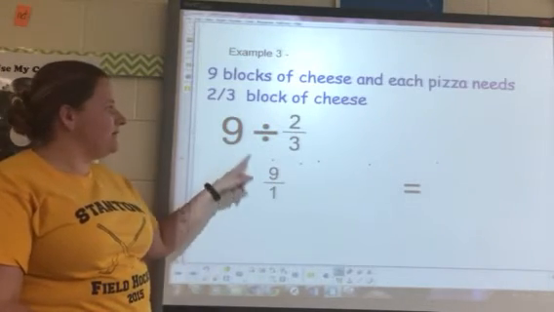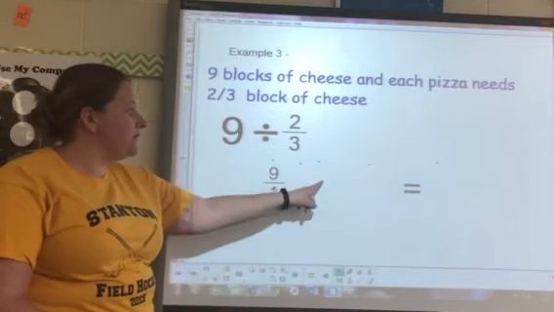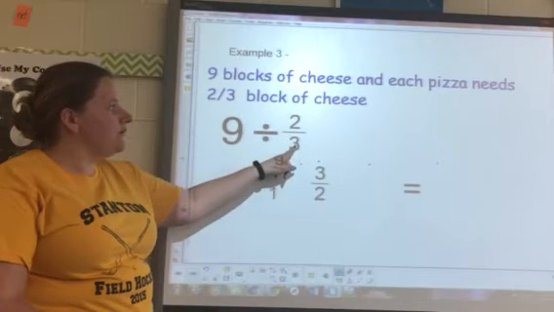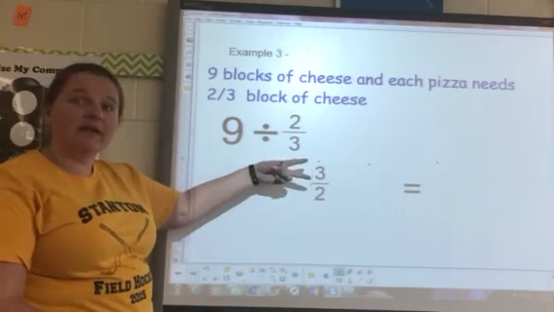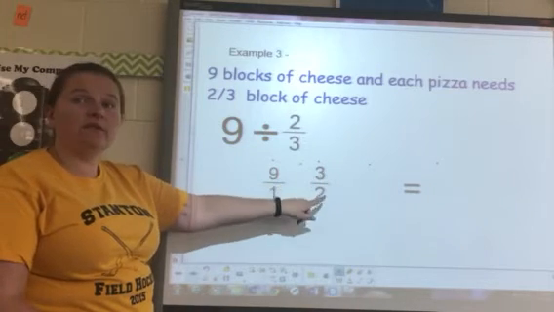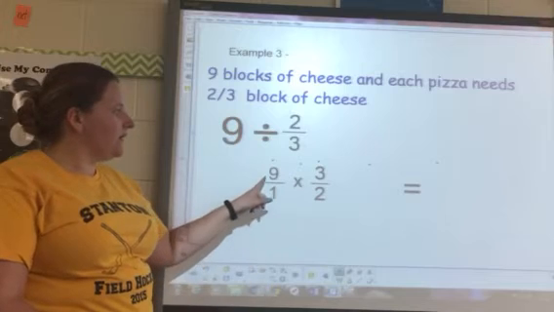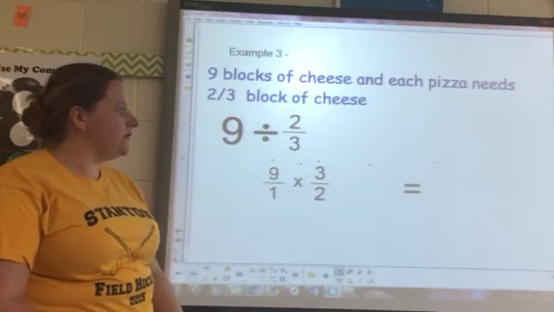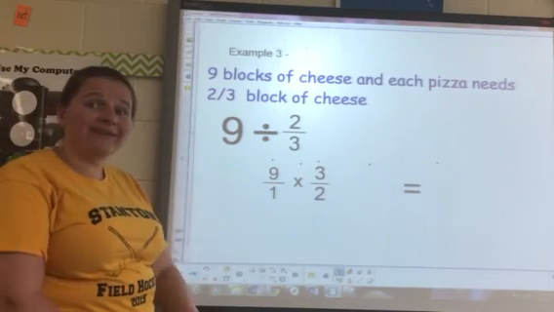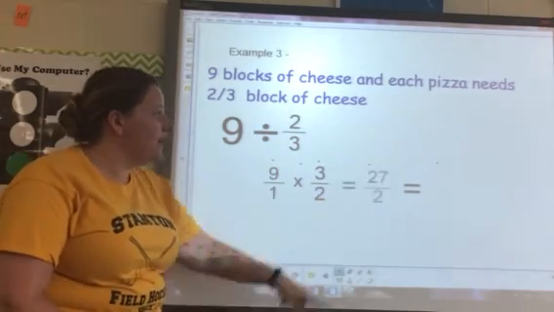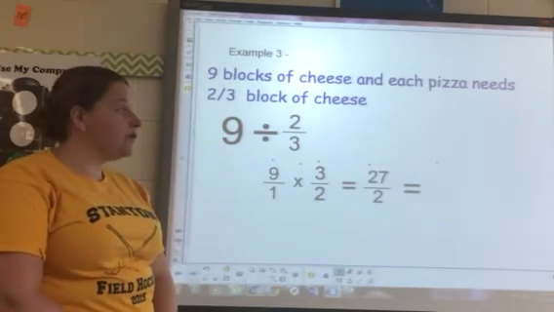That's my keep. I keep the first one. I'm going to flip the second one. This 2 over 3, I'm going to flip it so it's the reciprocal. So the 3 is on top, the 2 is on the bottom. And then I change my divide to multiply. So I keep, I flip, and I change. Multiply straight across just like I did on my multiply, and I get 27 over 2.